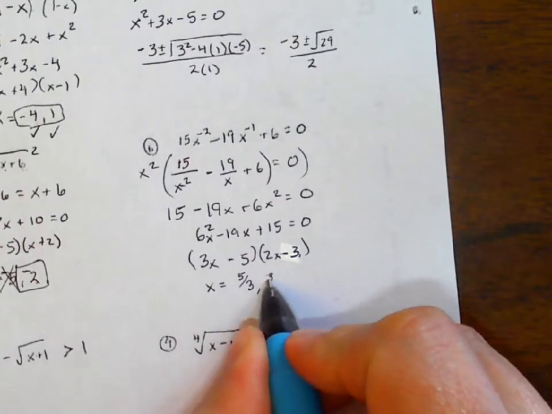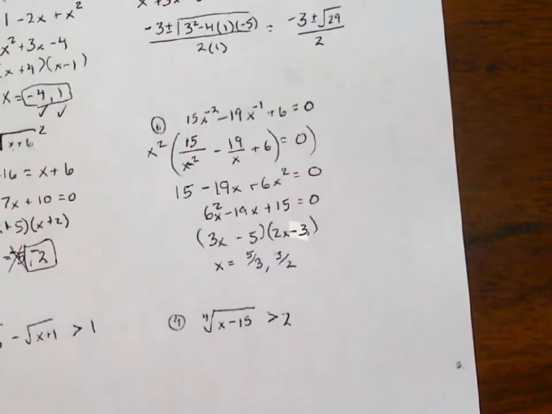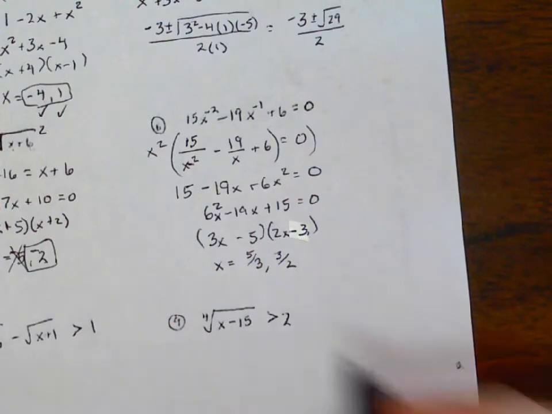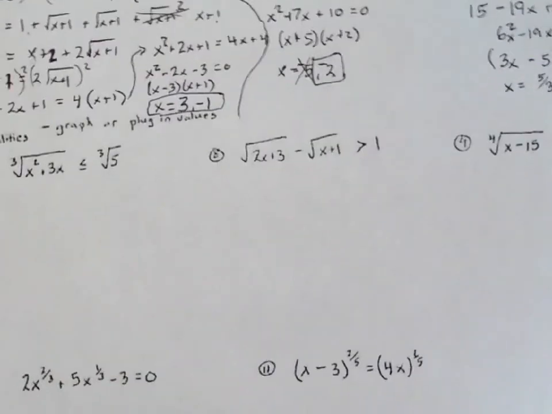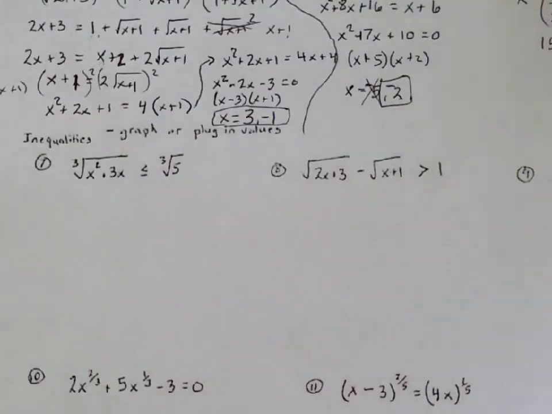there. Add the 3 and divide by 2, I get positive 3/2. The solutions do check, and those are both your answers. Okay. So now we'll move on to inequalities.